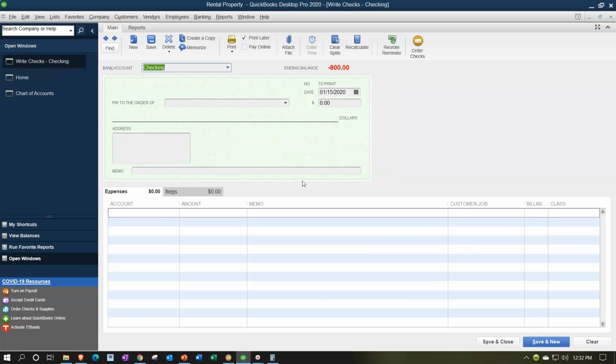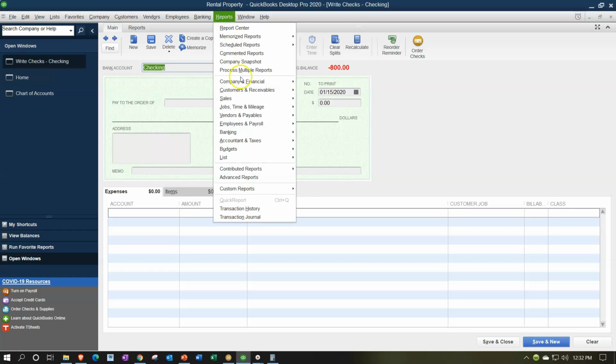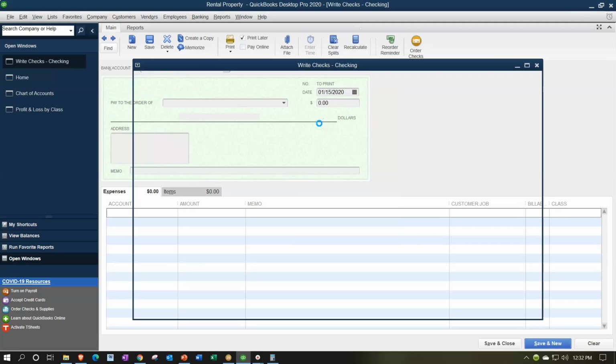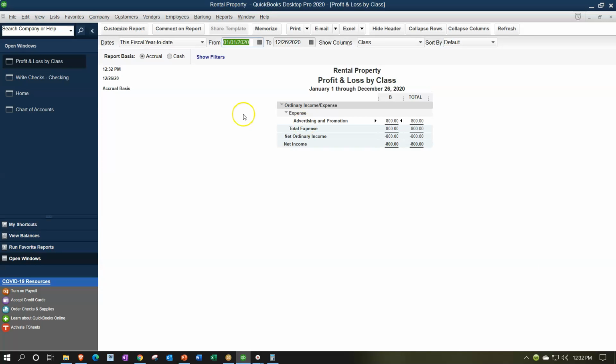And what we're constructing is the income statement. That's what's going to be used for the Schedule E. That's where our focus is. So I'm going to go to the reports drop down, company and financial, profit and loss, but we want to see one by class, profit and loss by class. It's a classy profit and loss. And this is going to be 01/01/20 to 12/31/20. So there we have it. So now we only got the one class of B.